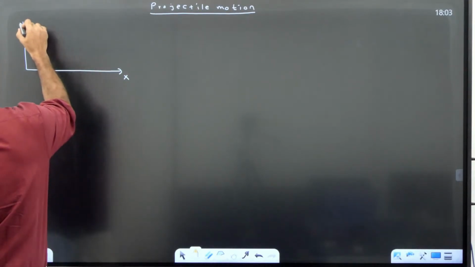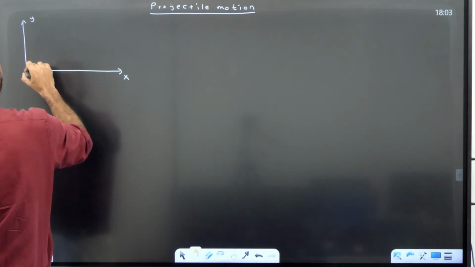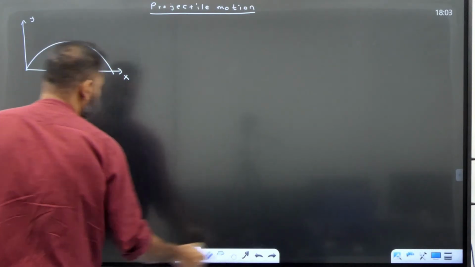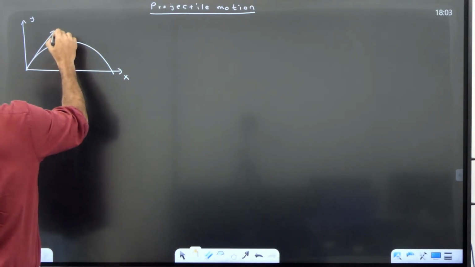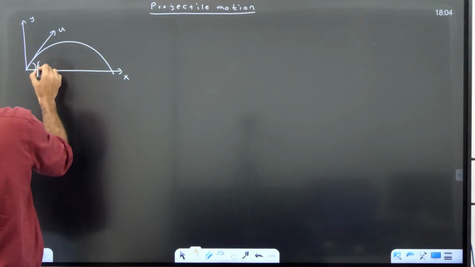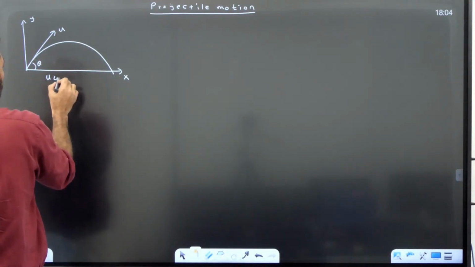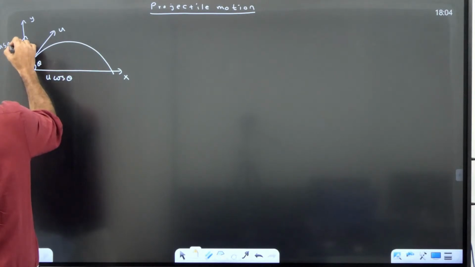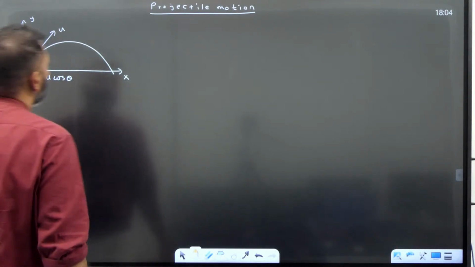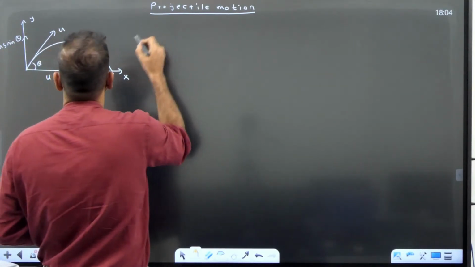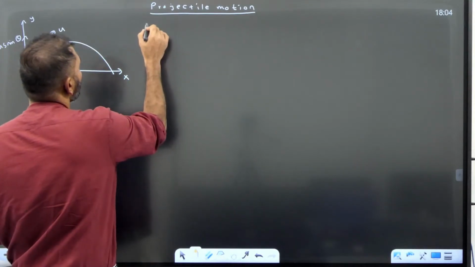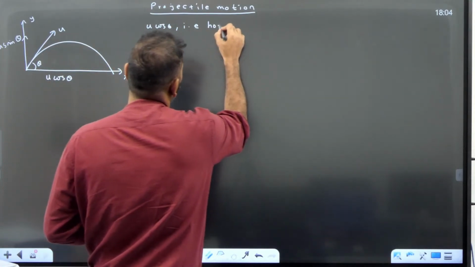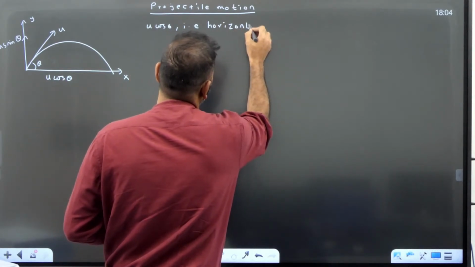X, Y. This is initial velocity U. Initial velocity U can be resolved making an angle theta with the horizontal. We can resolve this initial velocity into two rectangular components, U cos theta and U sin theta. What is the specialty of U cos theta? U cos theta, that is horizontal component. I am repeating that because it is very important.